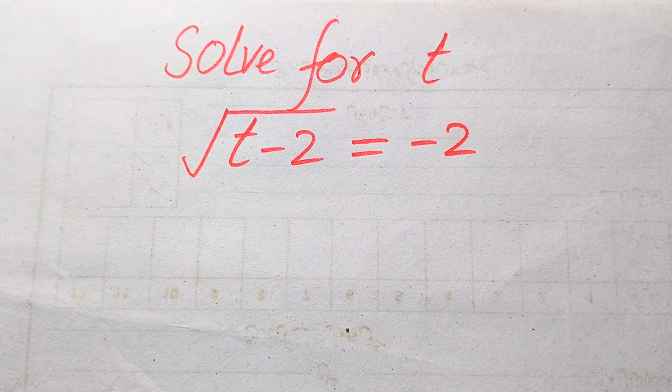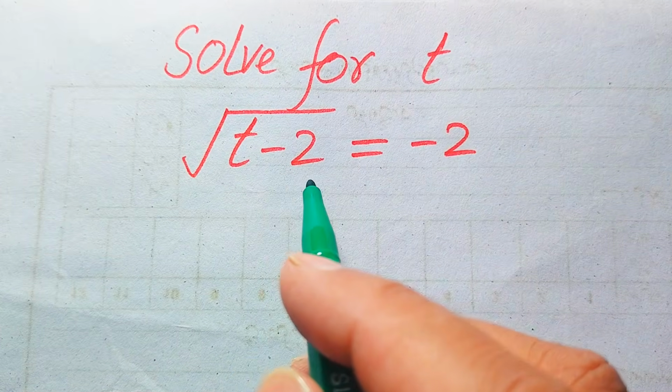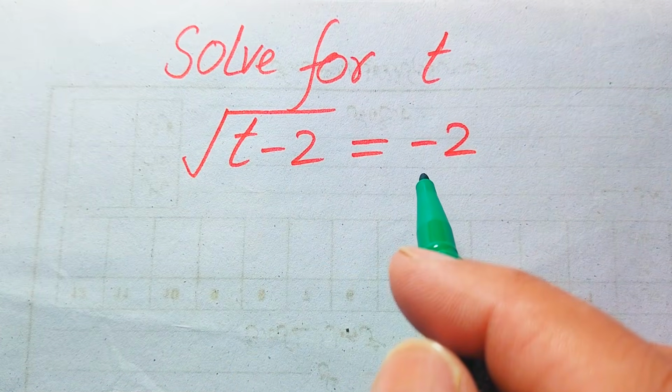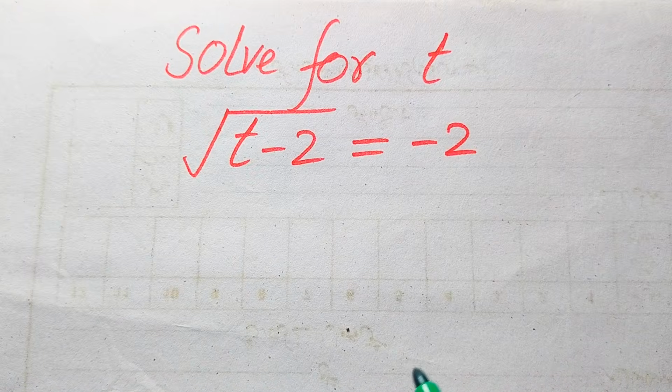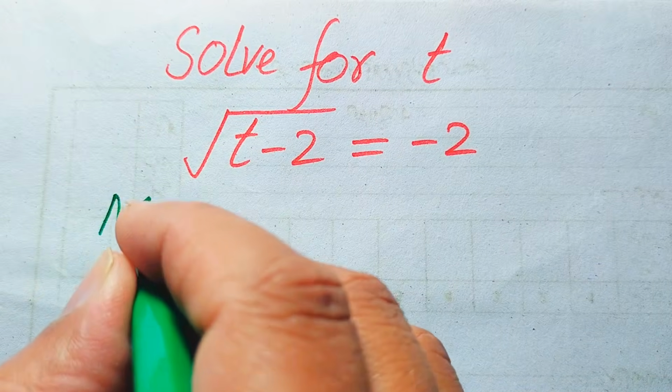So here we have the square root of t minus 2 is equal to minus 2, and we solve this problem for all the values of t. First we find all the roots of this equation, and at the end we will verify which of the roots are solutions and which of the roots are extraneous roots. Further, we solve this problem by two methods.